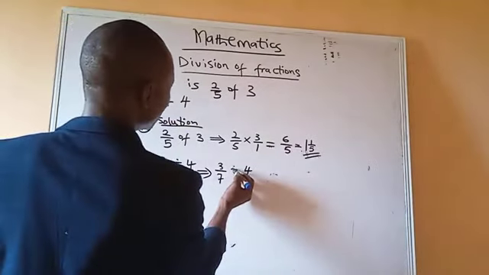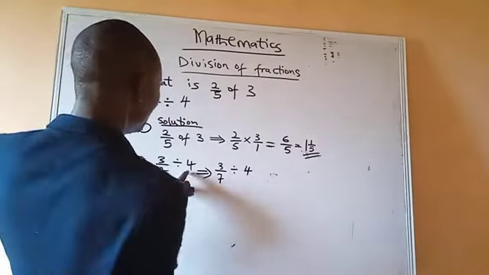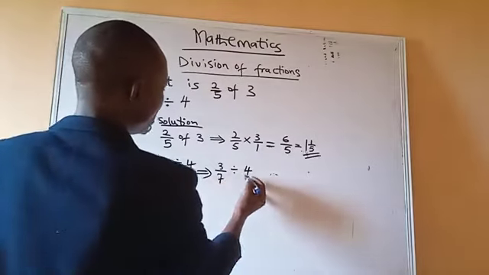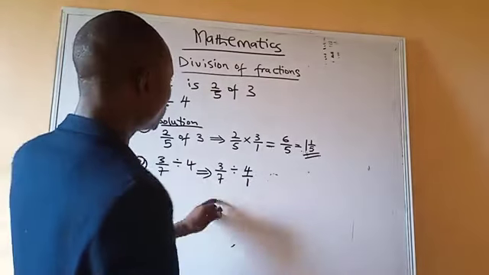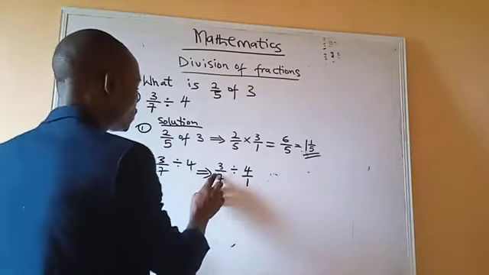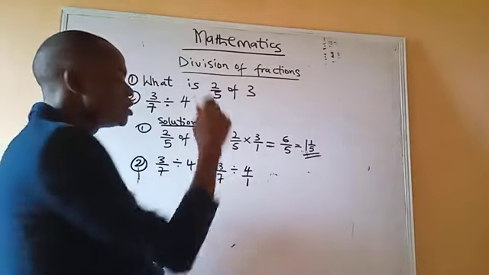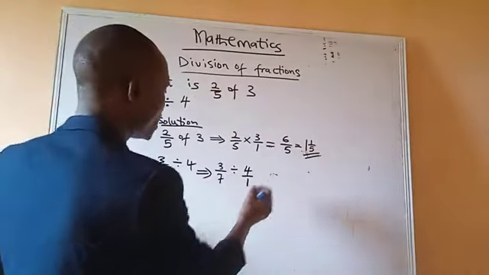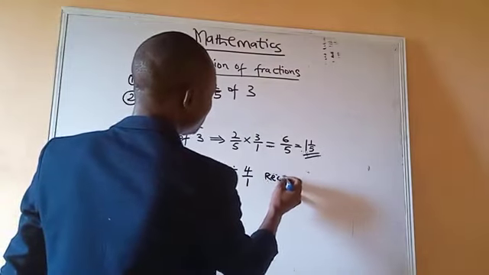So any number standing alone is over 1. Therefore, this 4 now will make it 4 over 1. Then I told you that in division of fractions, the first thing you should do is reciprocate. Reciprocate.